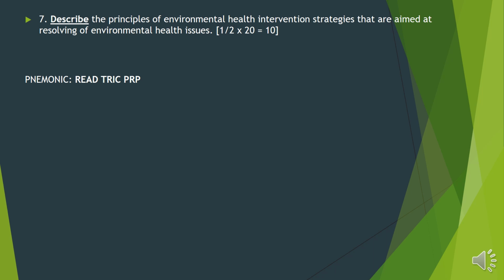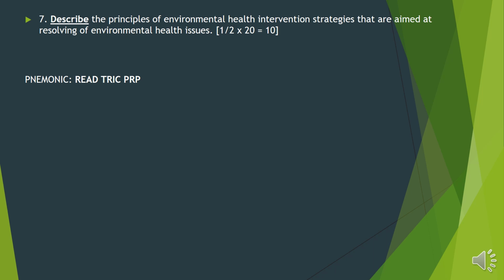But in this instance, the principles of environmental health. So if you want to resolve environmental health issues, what needs to be followed is principles. These principles are found in the National Environmental Health Norms and Standards. I think it's one of the legislations under the National Health Act. So these principles are stipulated. There are 11 of them in total, and you do need to know all of them and know how to explain them.